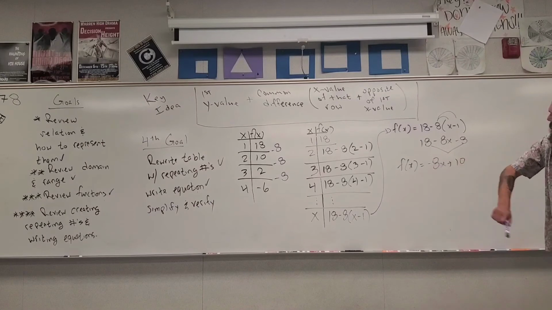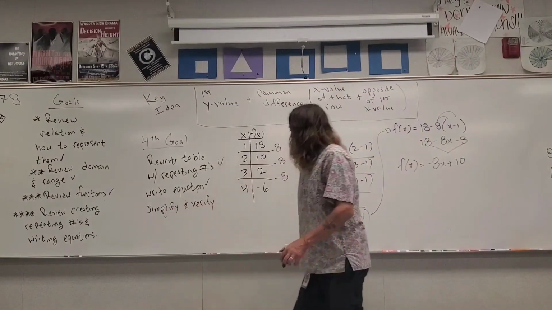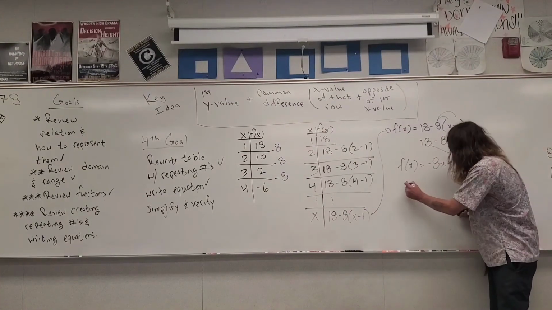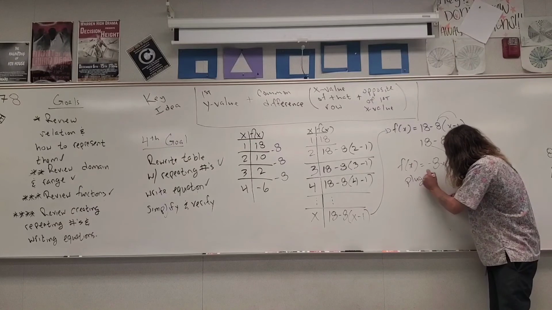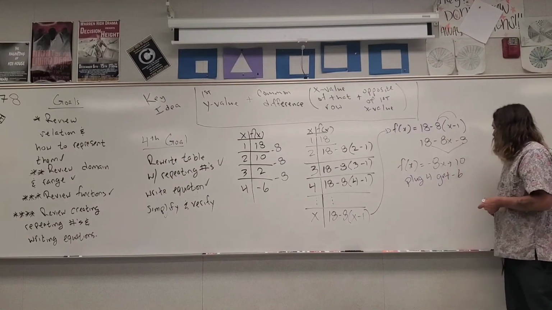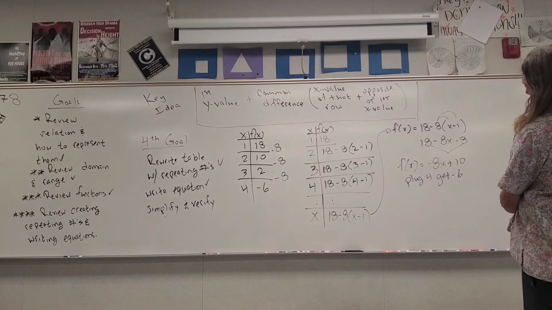All right, I'm going to check the fourth row here. Oh, excuse me. I simplified the equation. And so now I'm going to verify the equation, and I'll plug in 4. And I should get negative 6. Okay. But I'm not going to get negative 6. What did I do wrong?